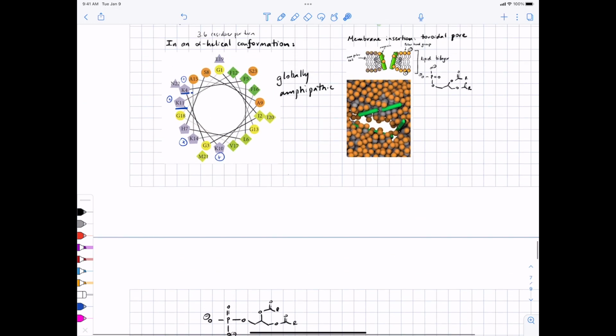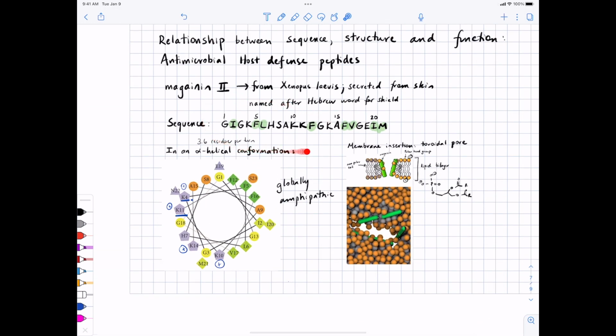Often a measure of how good one of these is going to be as an antimicrobial peptide is you compare the concentration at which it kills bacteria versus the concentration at which it causes hemolysis, that is, makes your red blood cells burst open. And naturally, you want that concentration to be really low.